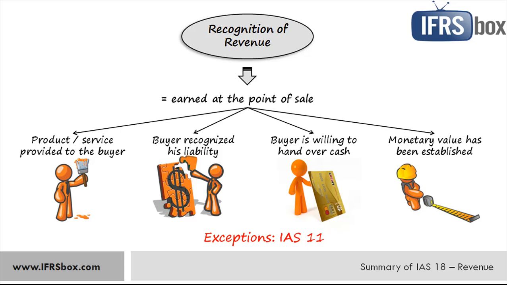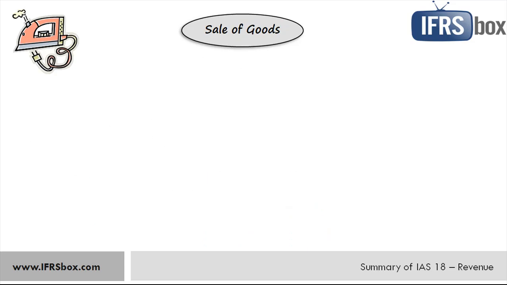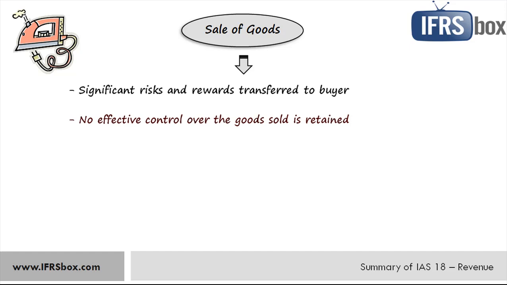Now, let's move to the first main category of revenue, sales of goods. Revenue from sales of goods can be recognized when 5 conditions are fulfilled. The first one is that the seller has transferred significant risks and rewards of ownership to the buyer. The second condition is that the entity retains neither continuing managerial involvement that is usually associated with ownership, nor effective control over the goods sold.